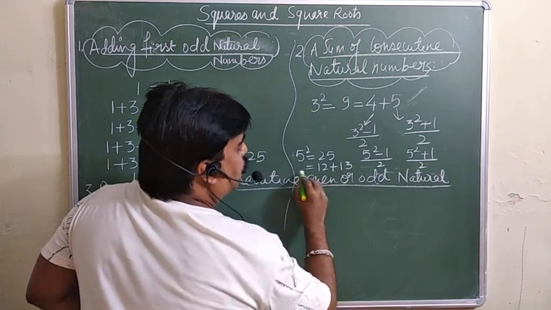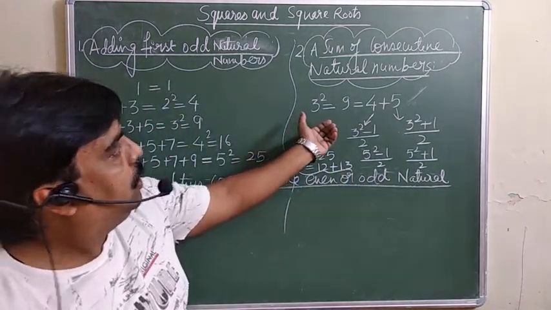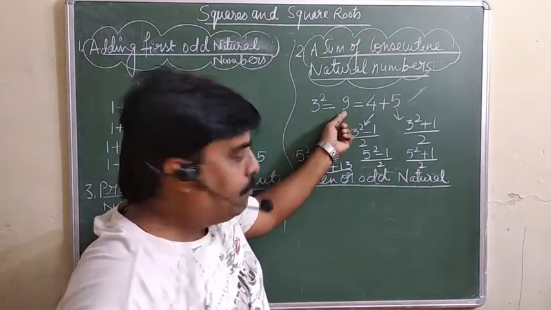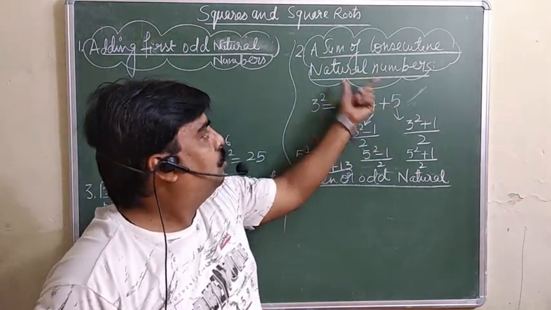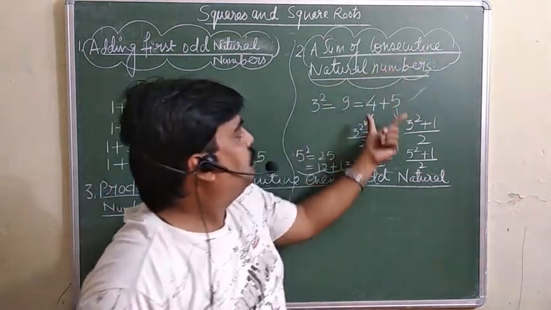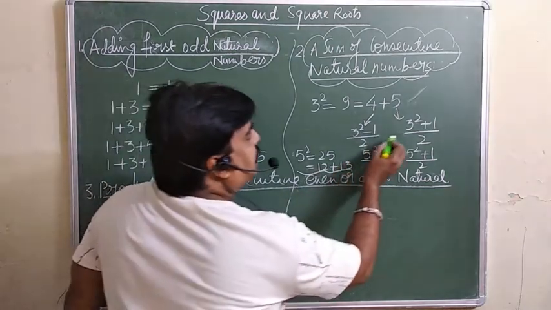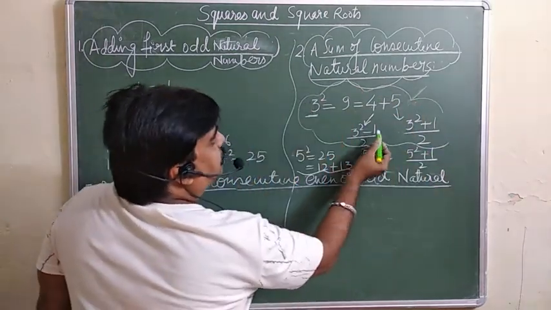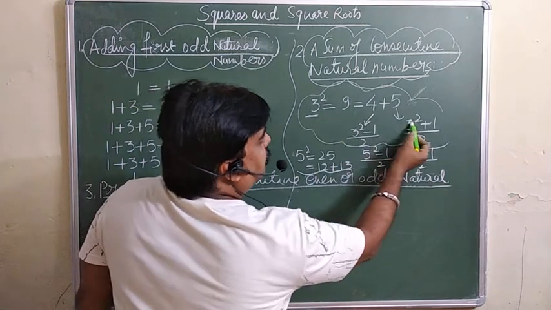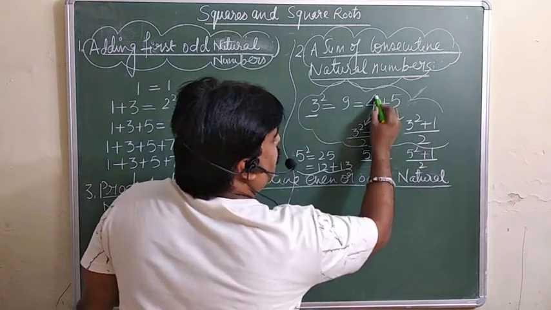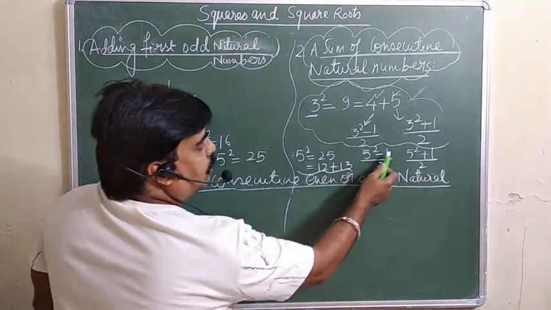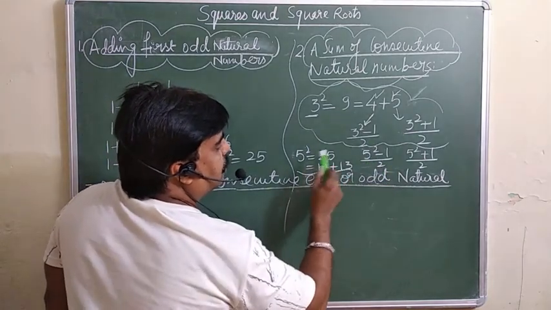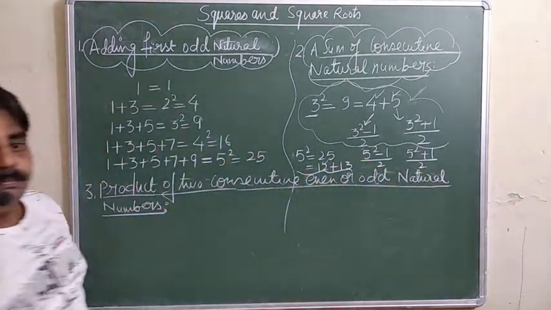So if any odd number is given and you want to do the square of that, the sum will be equal to the sum of some 2 consecutive natural numbers. How do we find them? By using this fact. This method: the square of this number minus 1 divided by 2, and the square of this number plus 1 divided by 2, you will get these numbers. Similarly here, square minus 1 divided by 2, and square plus 1 divided by 2, you will get this number.